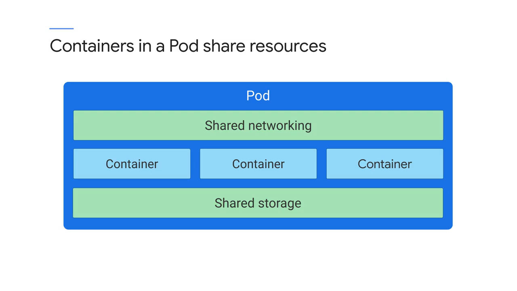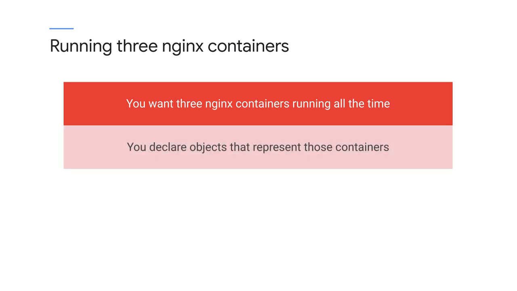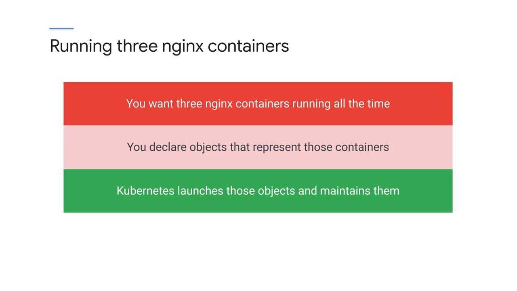Let's consider a simple example where you want 3 instances of the Nginx web server, each in its own container, running all the time. How is this achieved in Kubernetes? Remember that Kubernetes embodies the principle of declarative management. You declare some objects to represent those Nginx containers. What kind of object? Perhaps pods. Now it is Kubernetes' job to launch those pods and keep them in existence. But be careful, pods are not self-healing.